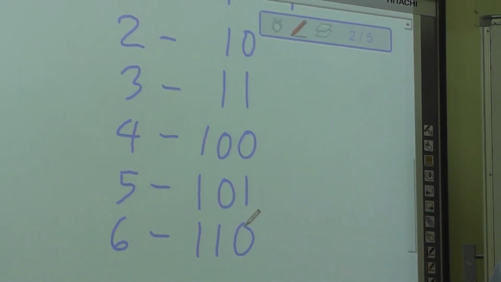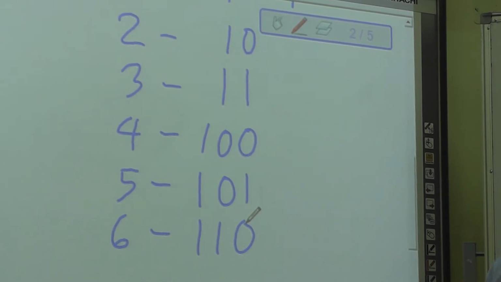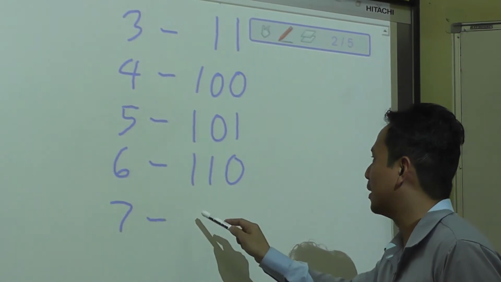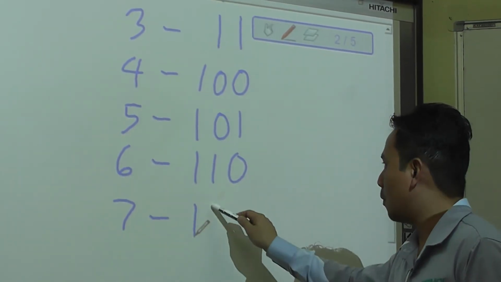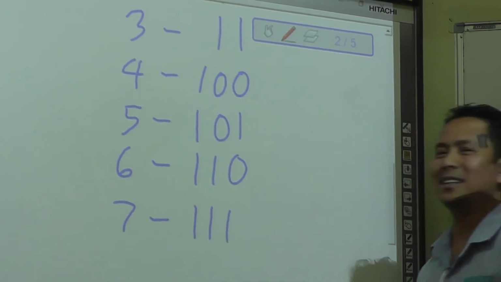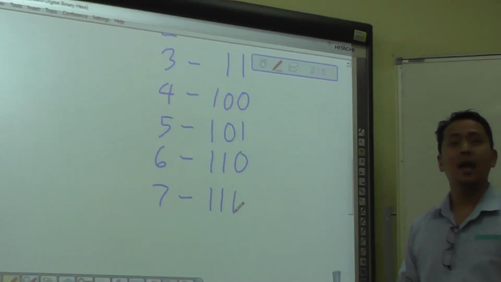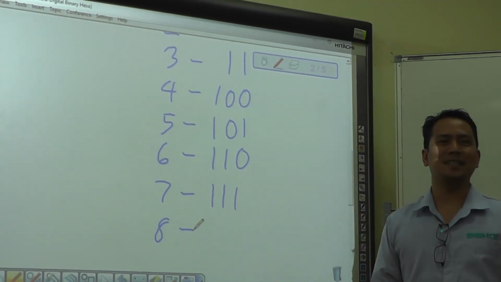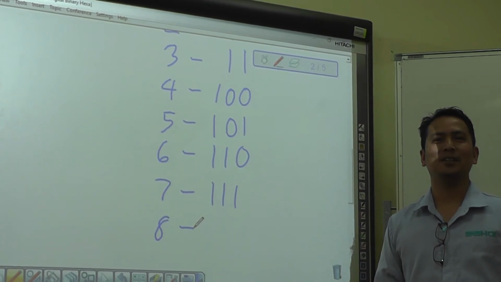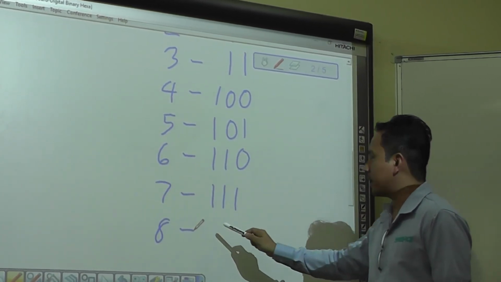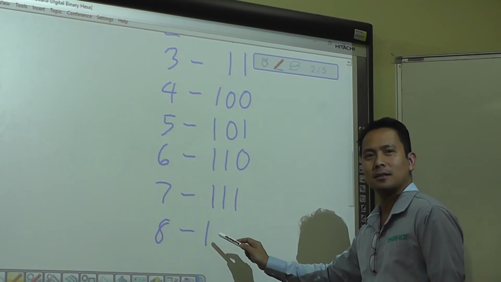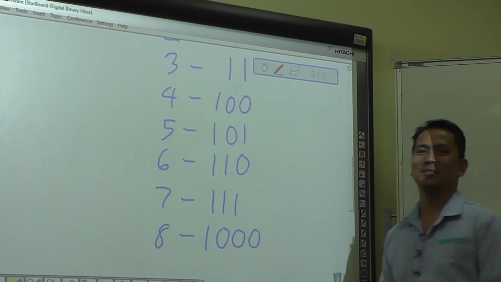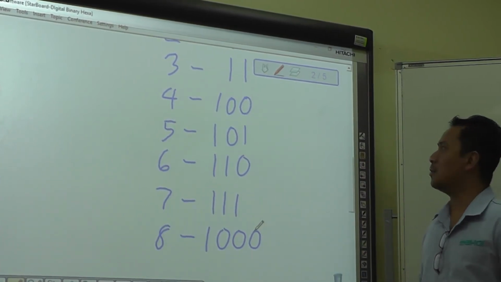How to get 7? To get 7, it is 1, 1, and 1. How to get 8? Any guess? Correct. The answer is 1, 0, 0, 0. So this is how we convert.